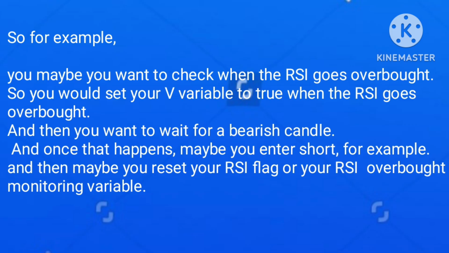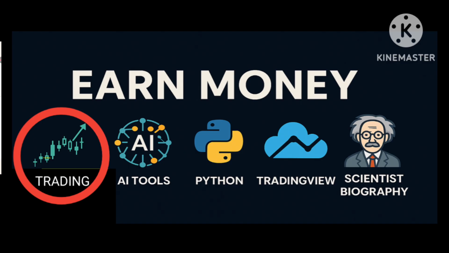So for example, you want to check when the RSI goes overbought. So you would set your V variable to true when the RSI goes overbought, and then you want to wait for a bearish candle, and once that happens maybe you enter short for example, and then maybe you reset your RSI flag or your RSI overbought monitoring variable. Those are some practical use cases for this variable type.